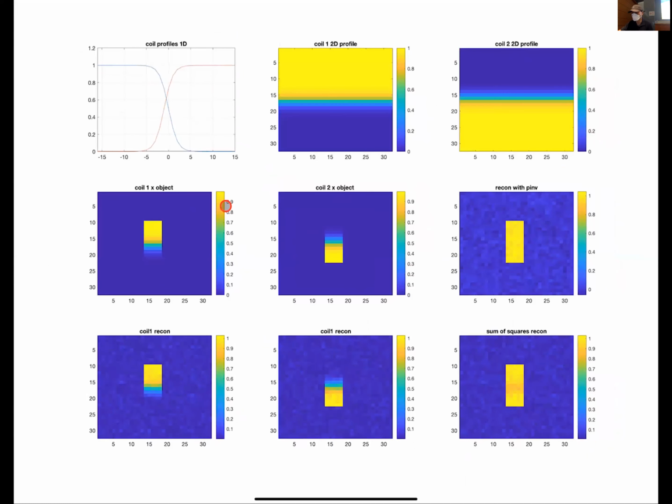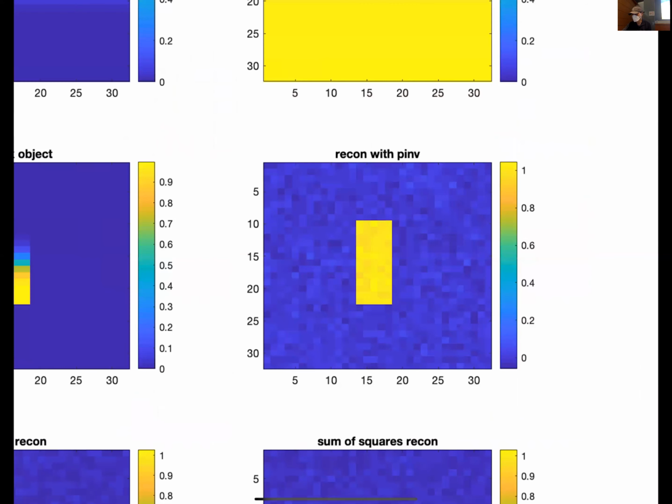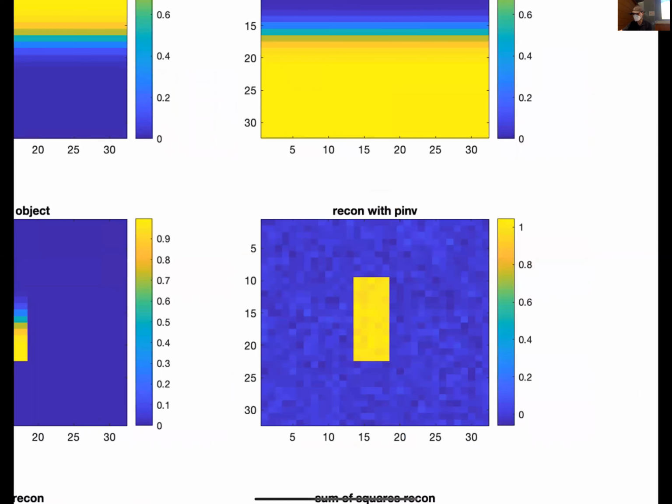Now here I've got a different coil profile. This is the second coil profile that's the default in the code. This drops off like that, and this drops off like that. So you have two coils, each covering about half of the object. Coil 1 is bright here and then falls off. This one is dark here and gets brighter. If you look at the object multiplied by the coil sensitivity, this one captures the top part of the object, and this one captures the bottom part. If I look at the reconstruction though, it's pretty good. I have enough data, I can stitch together a pretty good estimate.